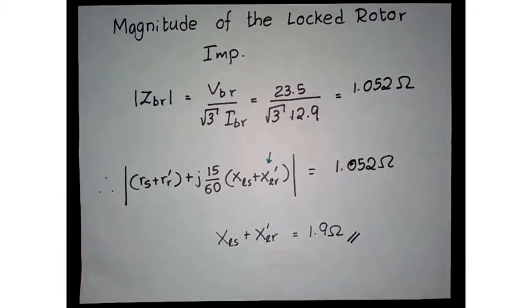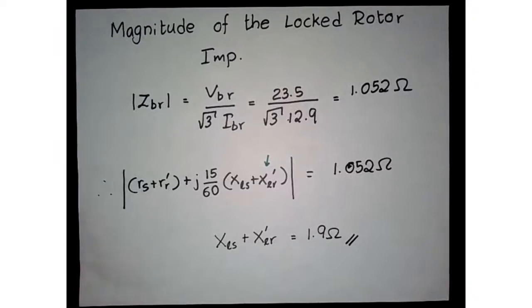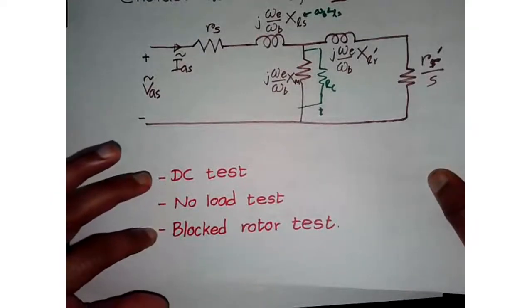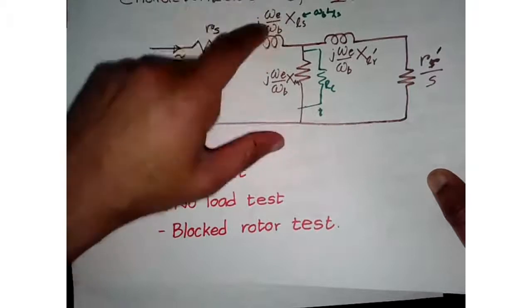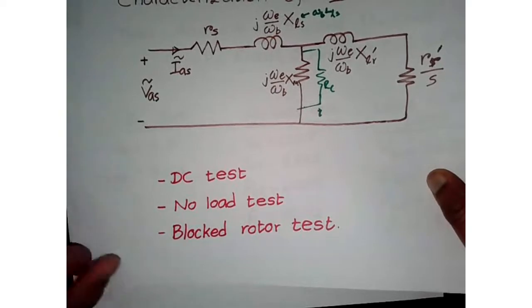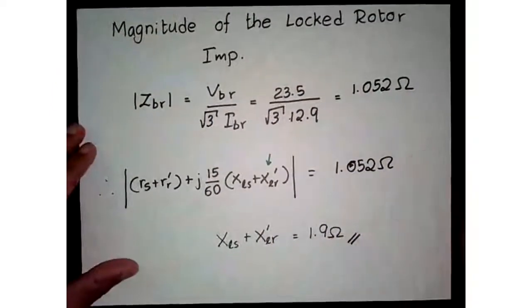Okay, so this way we can find all the parameters that are crucial to model the induction machine. Okay, we had 3 tests. We looked at DC test, no load test, and the blocked rotor case. Each case we highlighted certain part of the circuit just to capture the effect of that, and then we obtained the values. Okay, all right, so now we know how to characterize an induction machine.